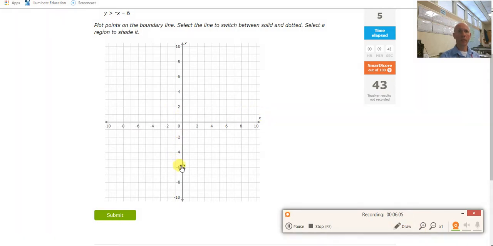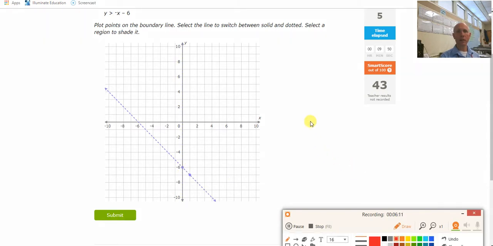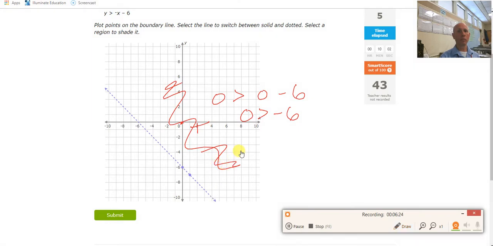Let's graph this. It's going to start at -6. I'm going to go down 1 over 1, and this is dashed. Now I need to test it. So I'm going to test 0, 0. That's a good test point. Testing 0, 0. 0 is greater than 0 minus 6. 0 is greater than -6. That's true. If this is true, that means everything over here is true.